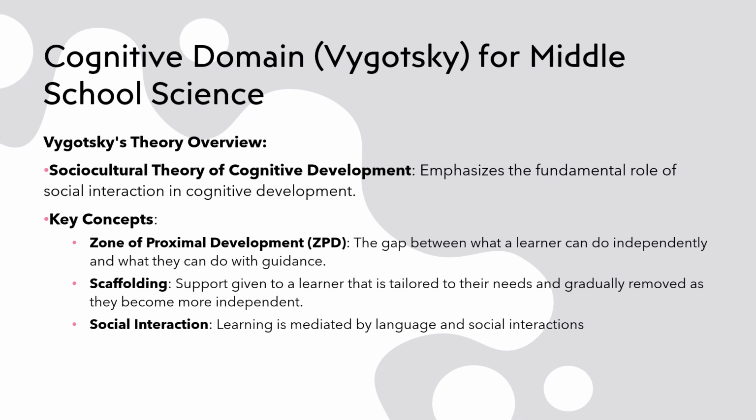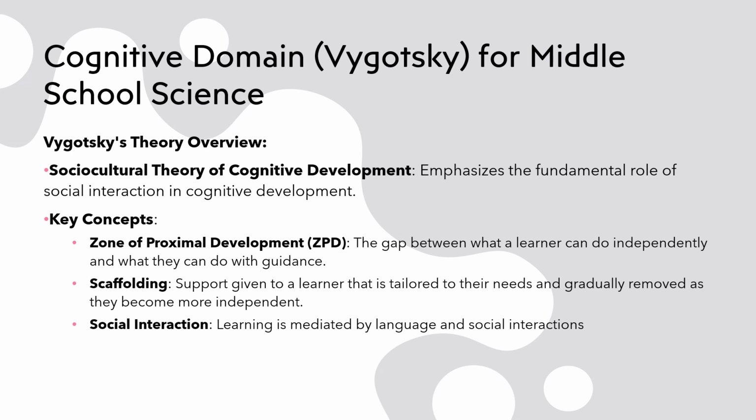Next, we will have the social domain according to Vygotsky for middle school science and social studies. So, Vygotsky's theory overview: sociocultural theory of cognitive development, which emphasizes the role of social interaction in cognitive development. Then we have the key concepts, which is the zone of proximal development.